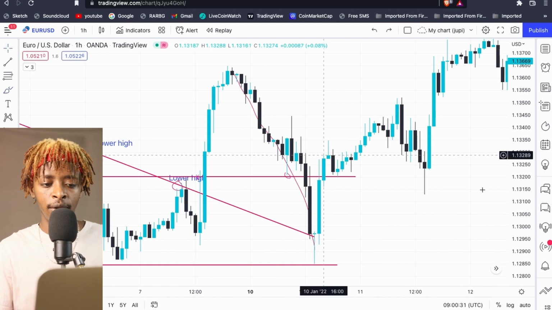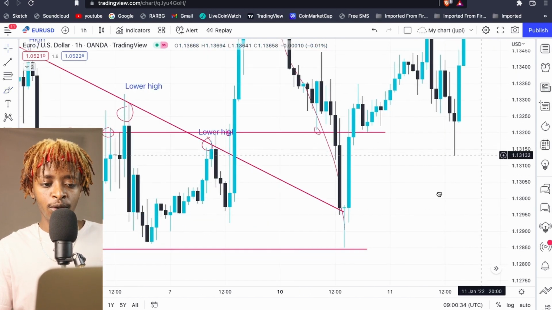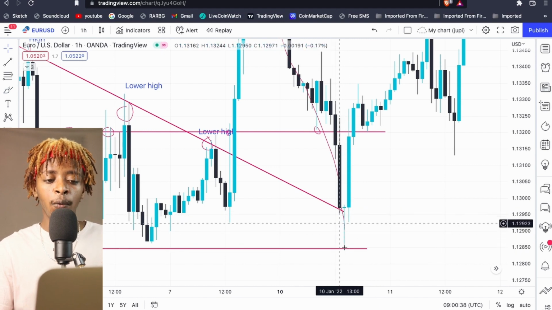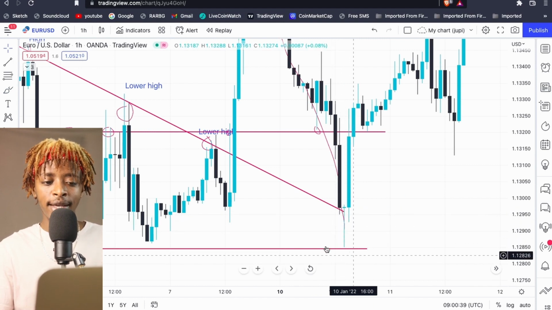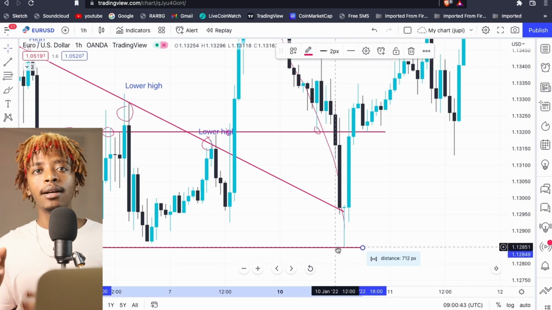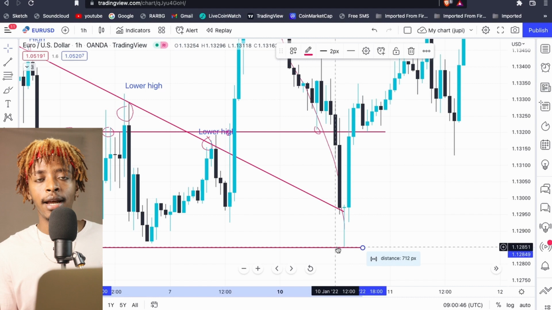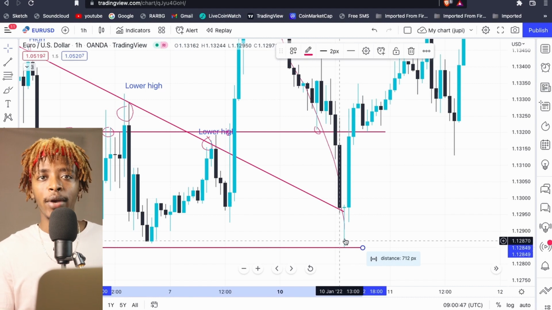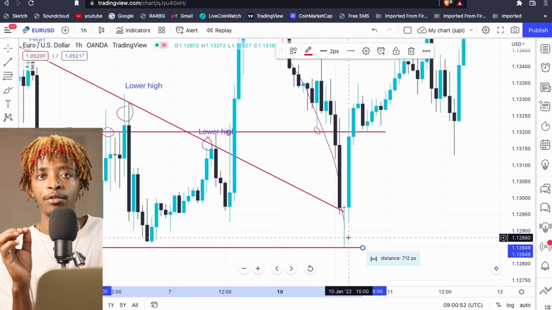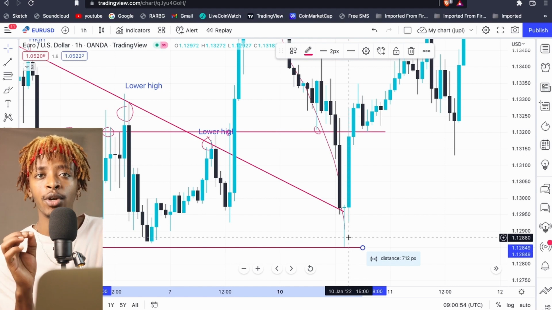Let's zoom in a little bit here and let's see. When you zoom in, you see a huge wick over here. This wick got rejected from the exact support area that we drew from our structural low. So that structural low acted as a support. It formed a wick.